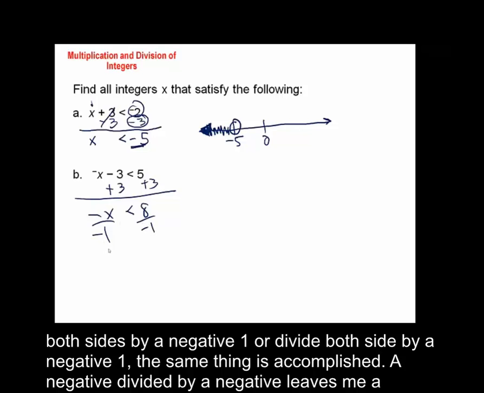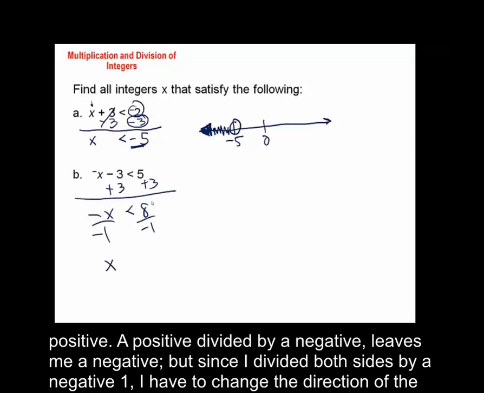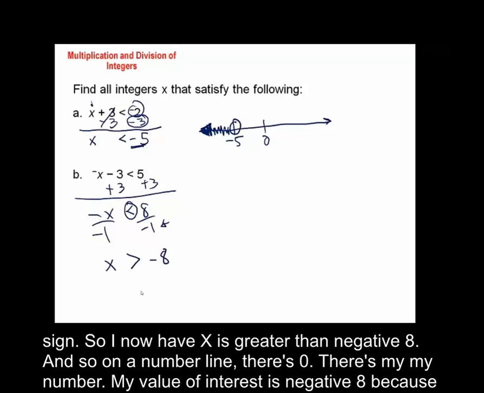A negative divided by a negative leaves me a positive. A positive divided by a negative leaves me a negative. But since I divided both sides by a -1, I have to change the direction of the sign. So I now have x is greater than -8.